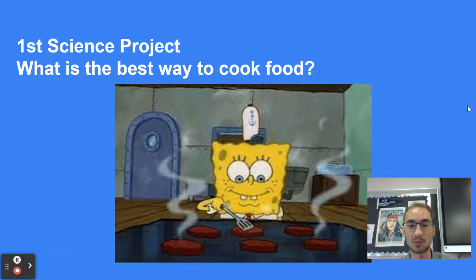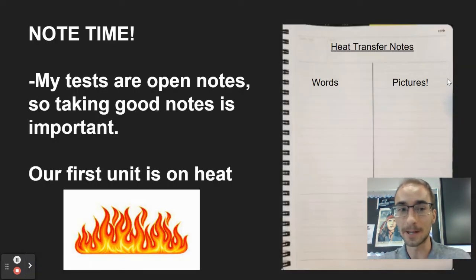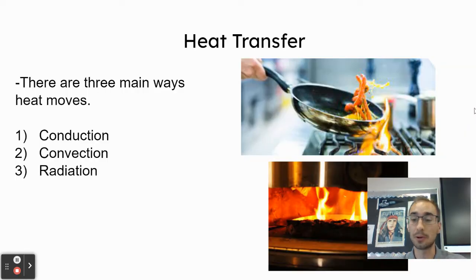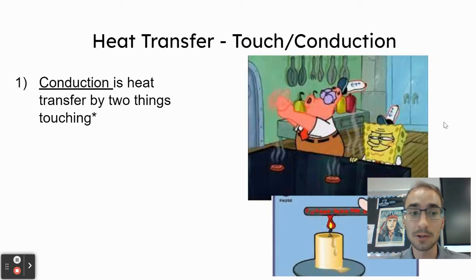All right, today we're going to talk about what is the best way to cook food. Okay? Please write down the title, Heat Transfer Notes. And on the left, I'd like you to put words. On the right, pictures. So there are three main ways that heat moves: conduction, convection, and radiation. We're going to be talking about cooking a lot.